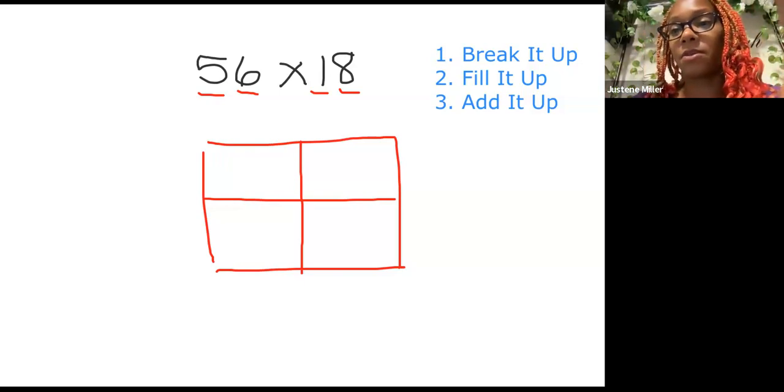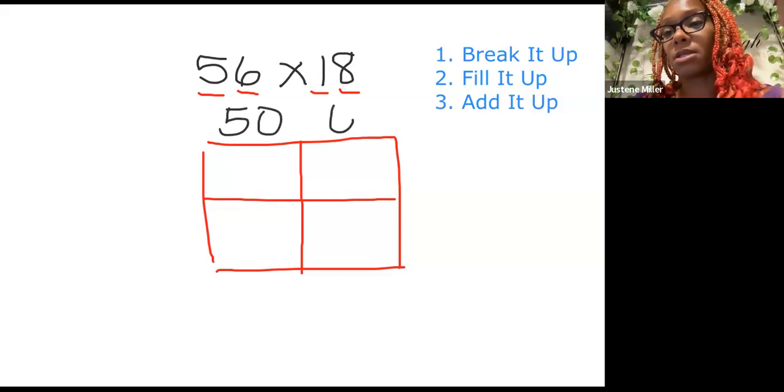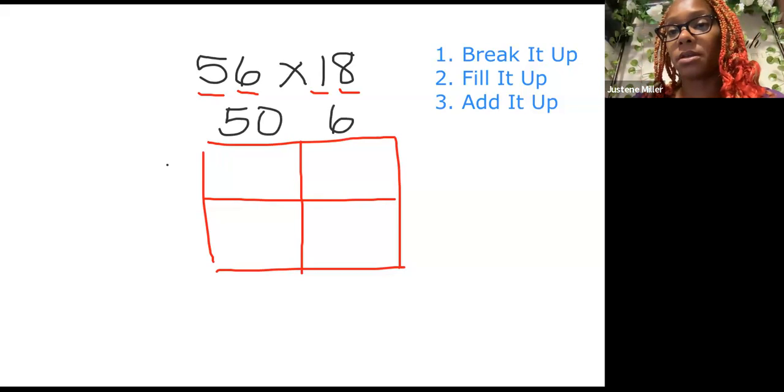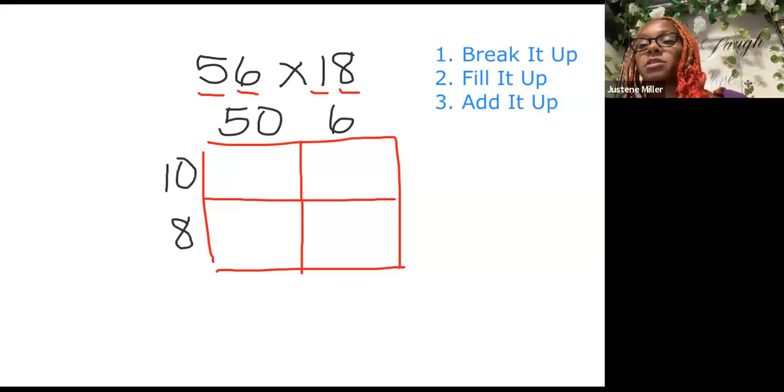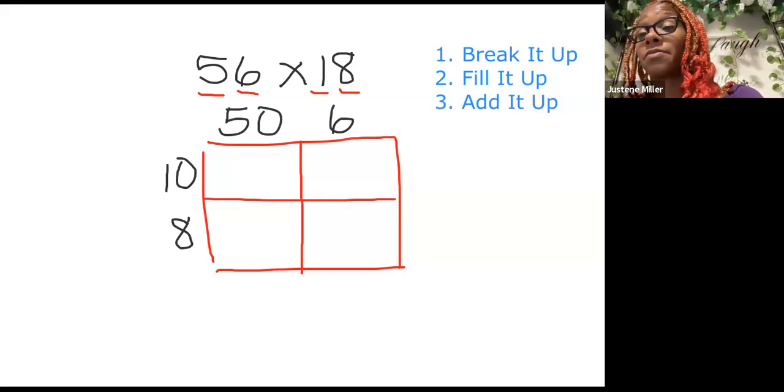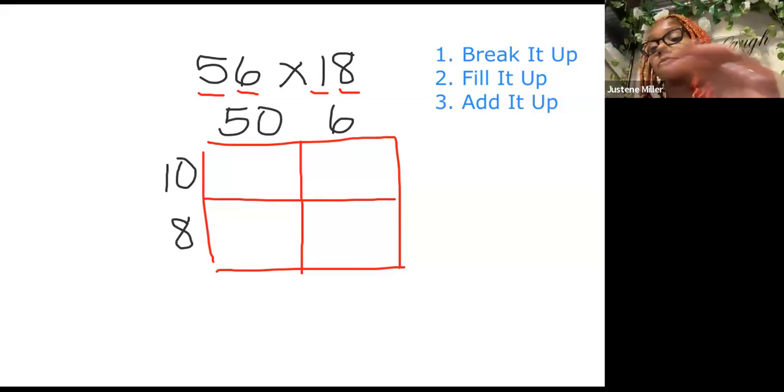Yeah, we got 50 and we got 6. How about 18? Breaking it up. I got 10. I got 8. Remember, it's just the value of each digit. The value of that 6 is 6. The value of that 5 is 50. Right? So just break it up.